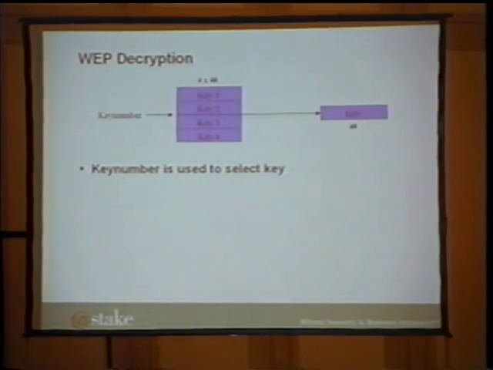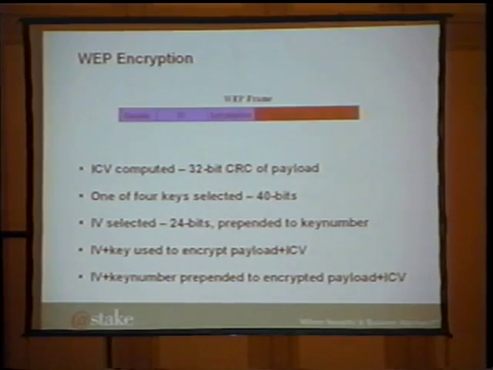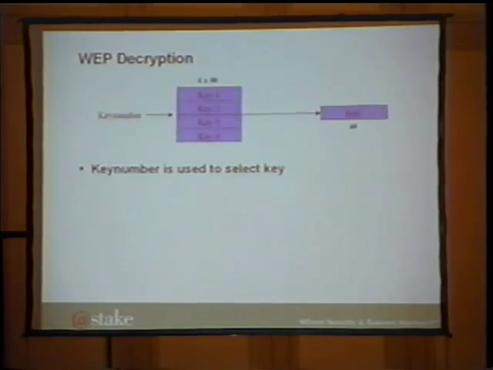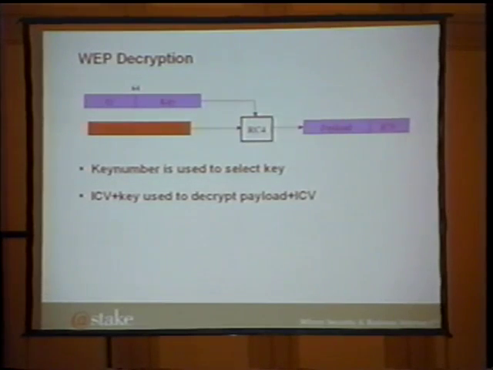The decryption process is pretty straightforward from the description of the encryption process. The first thing that's done is the key number from the frame that was sent, which is shown in blue right after the IV there, is used to index the table of keys again. And this is used to select the 40-bit key on the receiver side. Next, that key number is attached to the IV, which was also in the header, and used as a key to RC4 to decrypt the payload and the ICV. And out of that, of course, you get the decrypted payload and ICV.